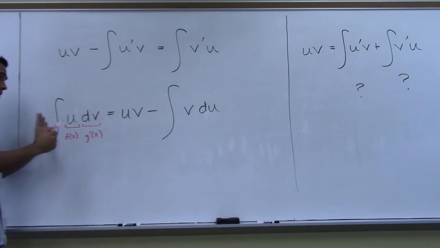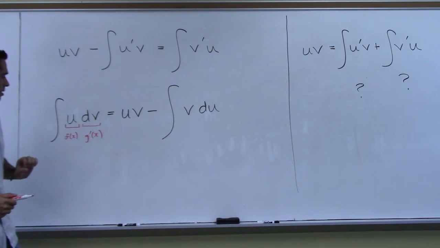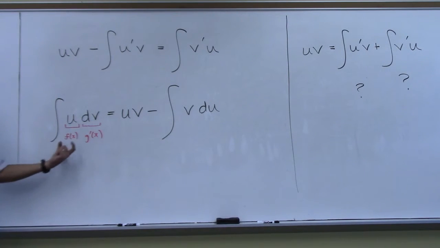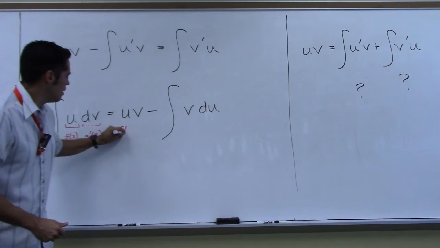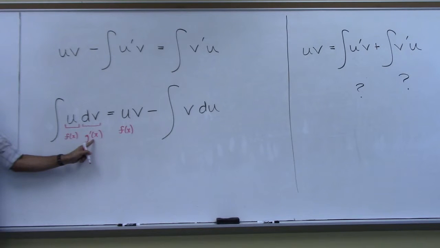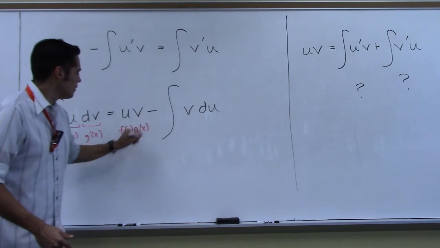Well, it turns out, according to this formula, that what you need to do to figure out this answer is just do the u times the v, which would mean this function, f of x. What would v be? It would be the antiderivative of g, right? Because if dv is g prime, then g would be v. So this would be g of x. Understand?